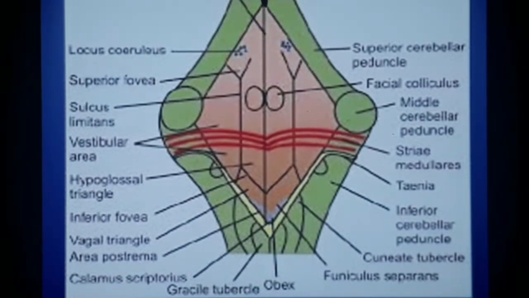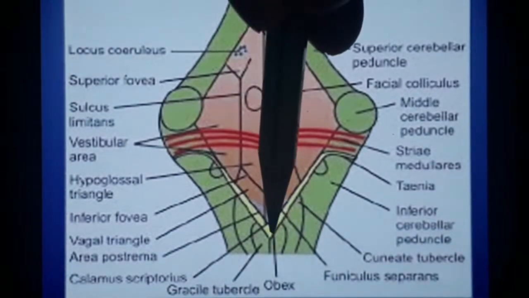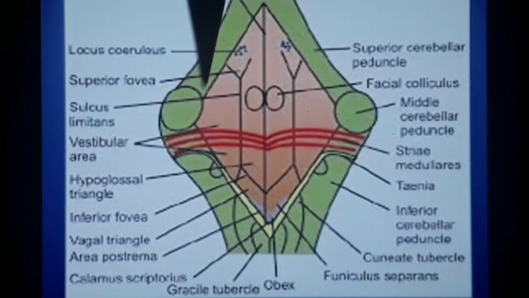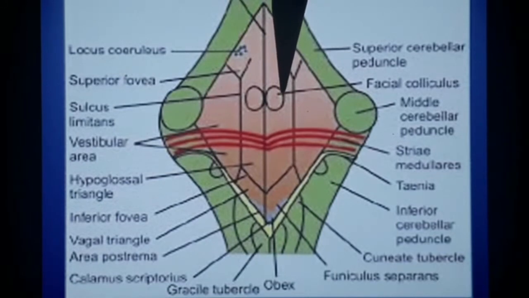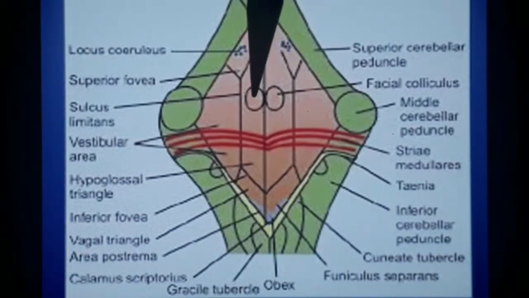Already I have told you the median sulcus is a deep sulcus which is dividing the entire fossa into two equal halves. Lateral to the median sulcus, you can see two rounded elevations which are known as the facial colliculus. This facial colliculus is produced by the fibers of the facial nerve which is hooking around the abducens nerve. This is also known as the median eminence.